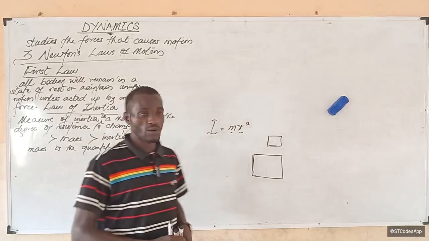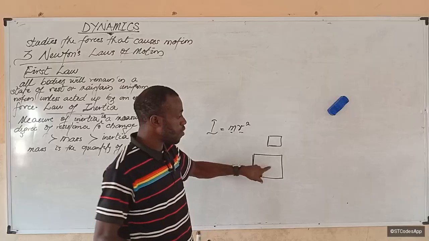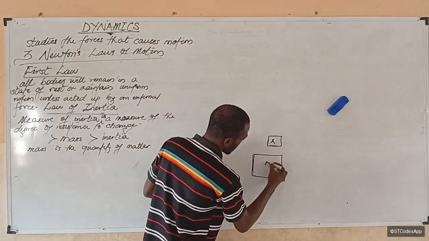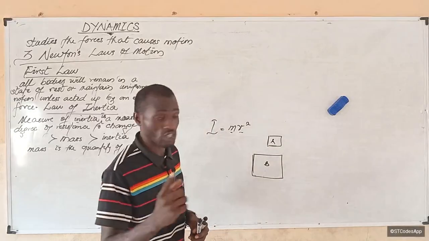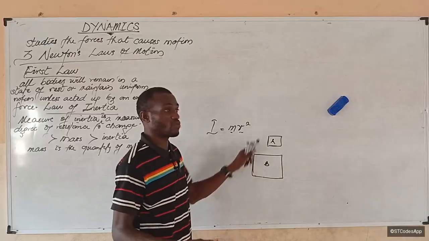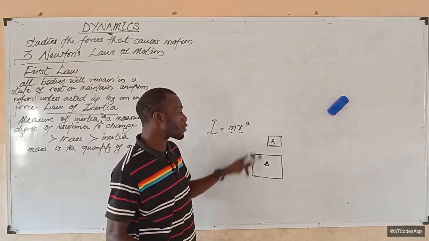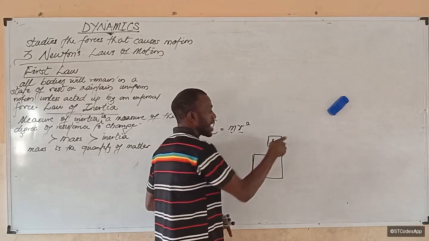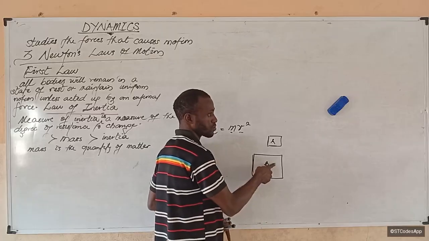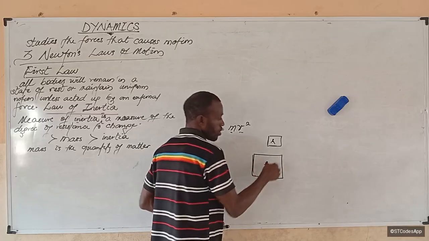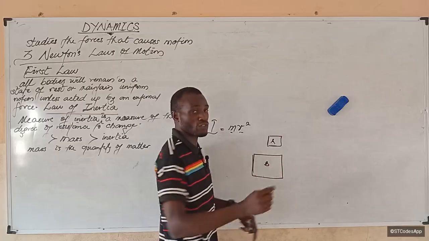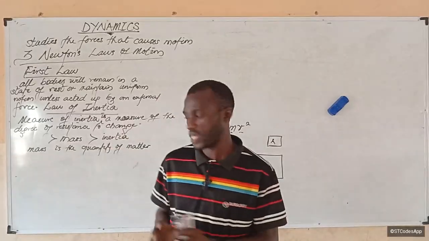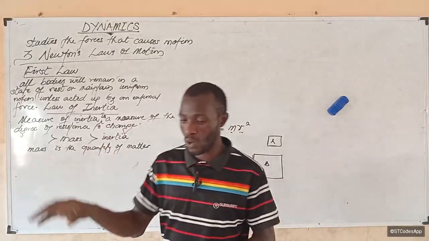If I call this body A and this body B, body B will be more resistant to change than this one, because they are made up of the same material according to my example, but look at the sizes. This one will definitely contain more matter. So the more the quantity of matter in the substance, the more the mass of the object. So the more the mass, the higher the inertia. Is that clear now? Okay, so that is Newton's first law of motion.